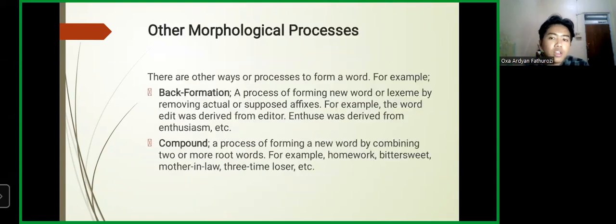And other morphological processes, there are ways or processes to form a word. For example, back formation, a process of forming a new word or lexeme by removing actual or supposed affixes. For example, the word edit was derived from editor, and enthuse was derived from enthusiasm, etc. Then the next one we have compound, a process of forming a new word by combining two or more root words. For example, homework, bittersweet, mother-in-law, three-time loser, etc.